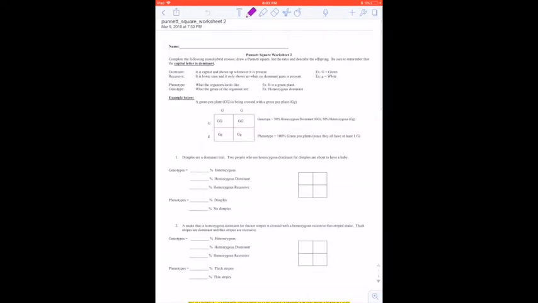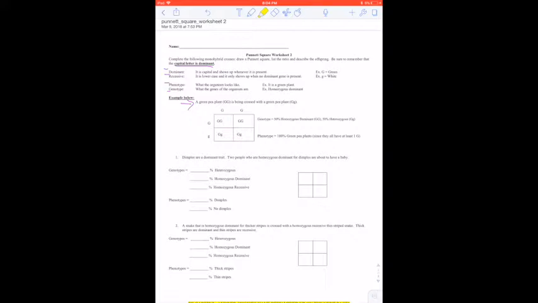If you look at the top, it does go over a sample problem. It reminds you that capital letters are dominant. It also gives you a couple reminders of those words that I just went over, dominant, recessive, phenotype, genotype, so you can look back at those at any point. So there's an example here. It says a green pea plant, capital G, is being crossed with a green pea plant that is capital G, lowercase g.